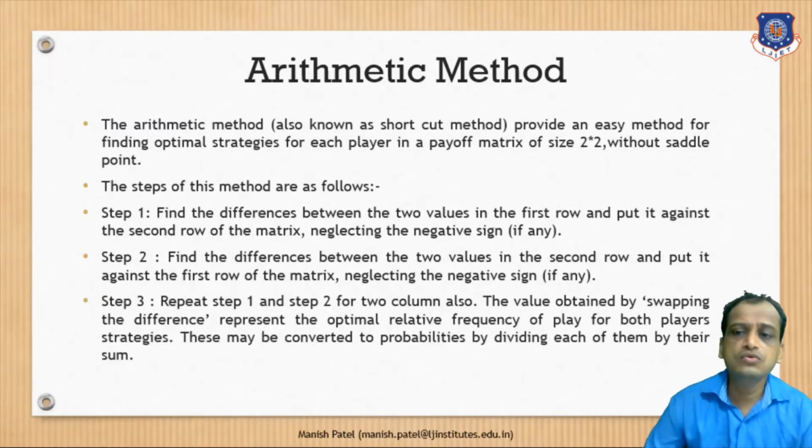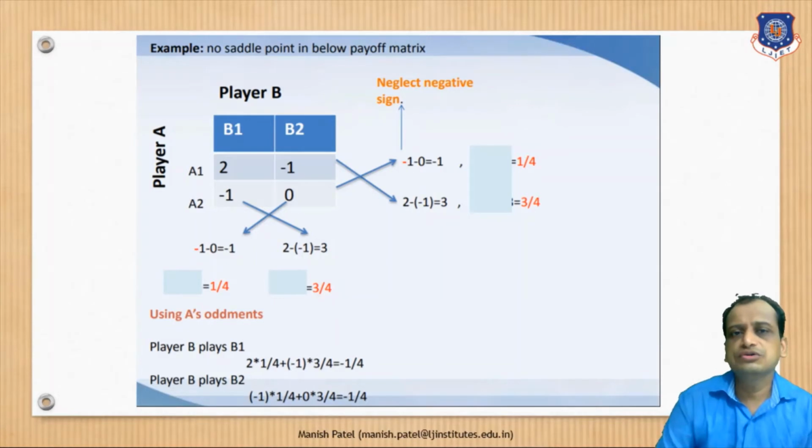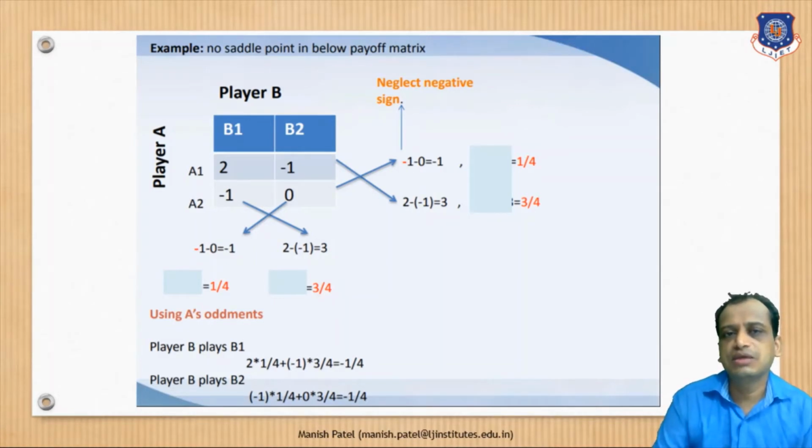Now what you will do is try to find out the relative frequencies, or you can say the probabilities, by adding both of them, and then you will divide the individual absolute values you found out by that sum. Clear? Now here one example is given so that you can easily understand this methodology.